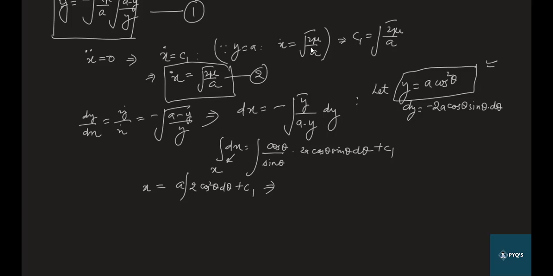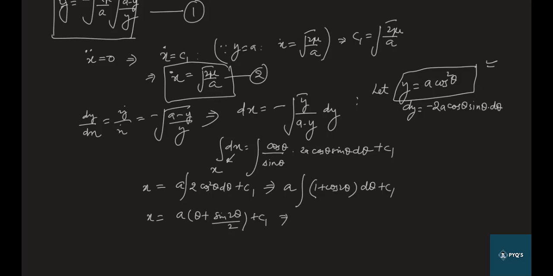So now to integrate this, you know, it can be written as a, 2 cos square theta minus 1 is cos 2 theta, so 2 cos square theta is 1 plus cos 2 theta. It can be written as a integral of 1 plus cos 2 theta d theta plus c1. Now to integrate this, x equals, I'll get a, that is theta, and plus integration of cos 2 theta, sin 2 theta by 2, plus c1. So this is what we'll get about x.